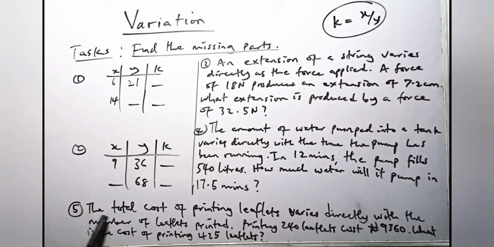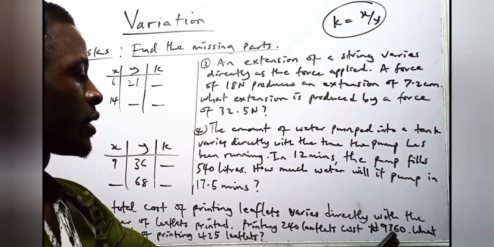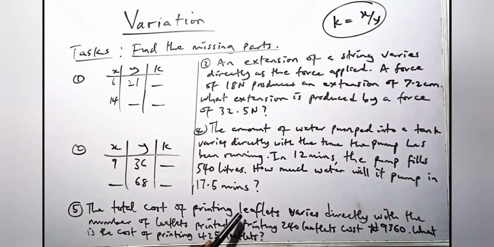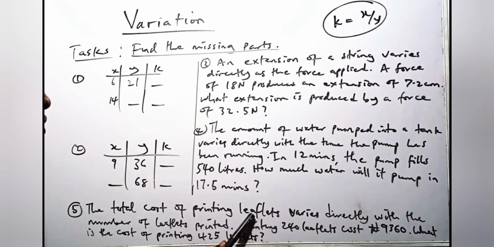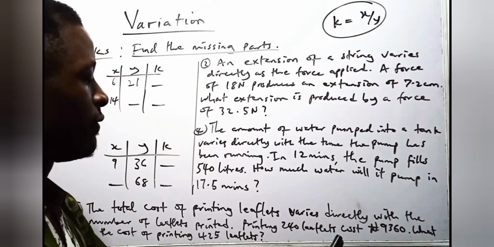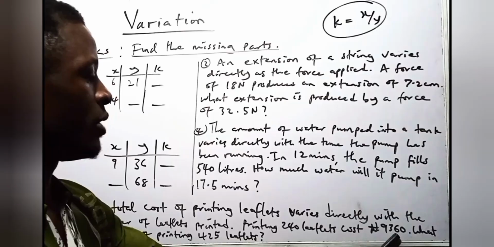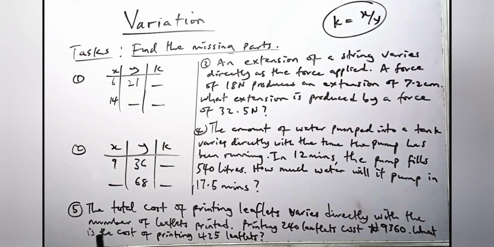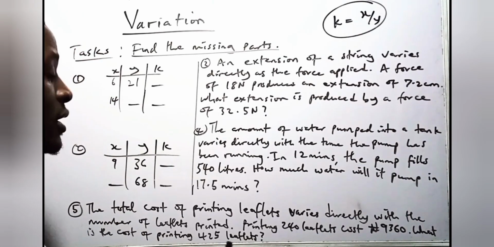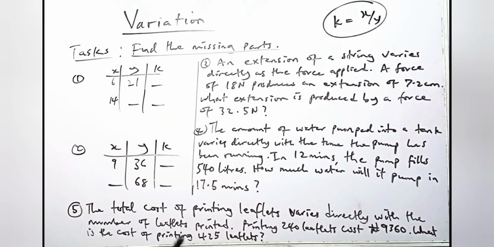Number 5, the total cost of printing leaflets varies directly with the number of leaflets printed. Printing 240 leaflets costs 9,360. So you need L for leaflet, and you also need C for cost. So L and C is what you need here. Printing 240 leaflets, so 240 will be under L, leaflet, and 9,360 will be under cost. What is the cost of printing 420 leaflets? So you can interpret this also into a table, and then you can go ahead and solve.